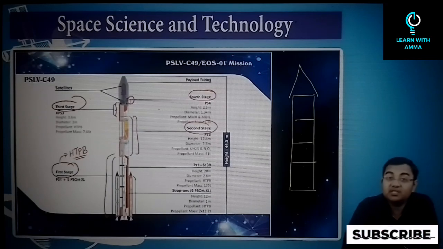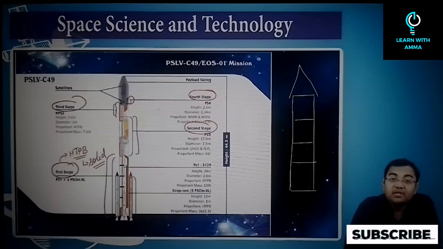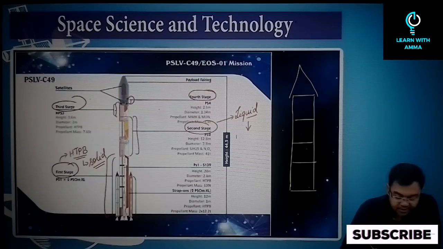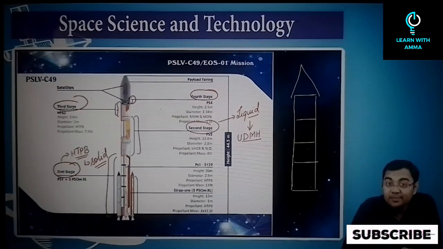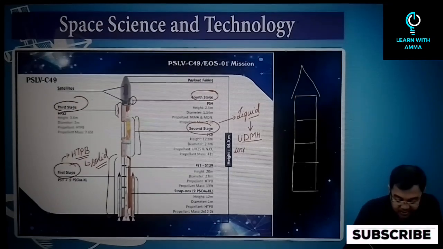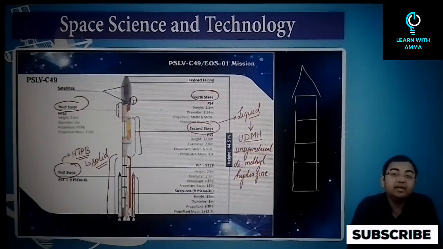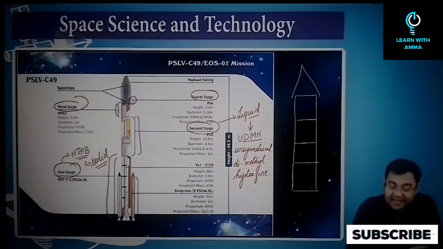We just discussed HTPB while discussing the sounding rockets as well. So this is a solid fuel. Then after that you have the second stage. The second stage is where you have a liquid fuel. You carry a liquid fuel here, and this liquid fuel is called UDMH, or unsymmetrical dimethyl hydrazine. The name, if you just want to know, is unsymmetrical dimethyl hydrazine. This is the name of the fuel which is carried in the second stage.